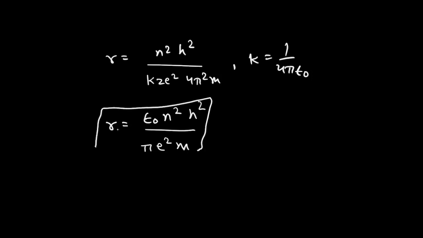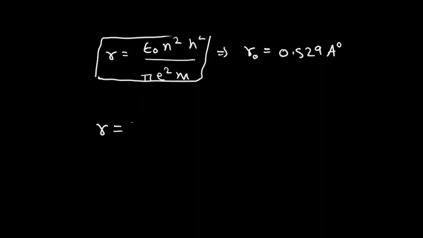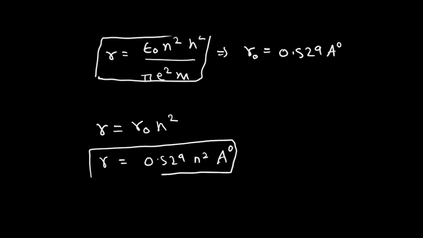So this is the value of r, and on putting in all the values of the constants here, we get r in the ground state equals 0.529 angstrom, that is r naught. This formula can also be written as r equals r naught n square, equals 0.529 n square angstrom. One of the important formulas.